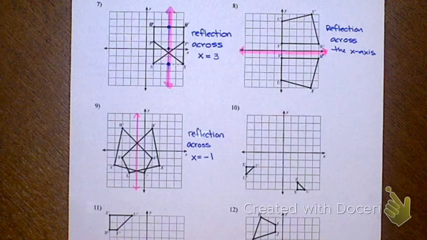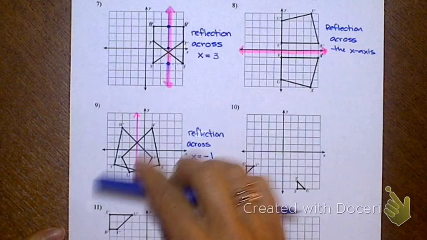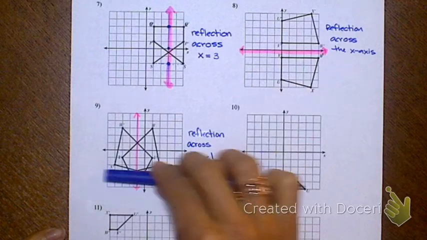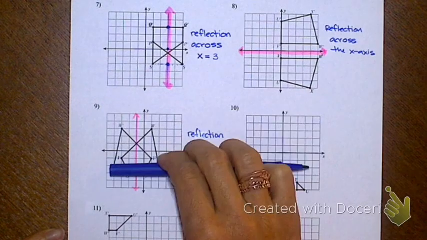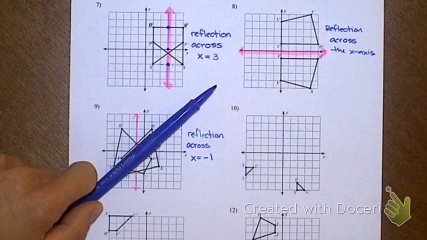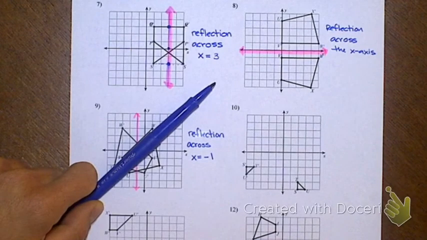Now, I have a question. What if your reflection line was horizontal, but instead of being on the x-axis, it was actually down here? What would your equation be for a line that crossed somewhere down here? y equals whatever the number was, like -3, -4, -5. What is the equation of the line that runs diagonal from corner to corner like that? Do you guys remember it? y equals x, right? y equals x.